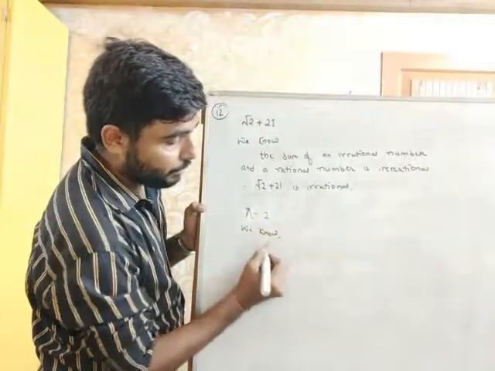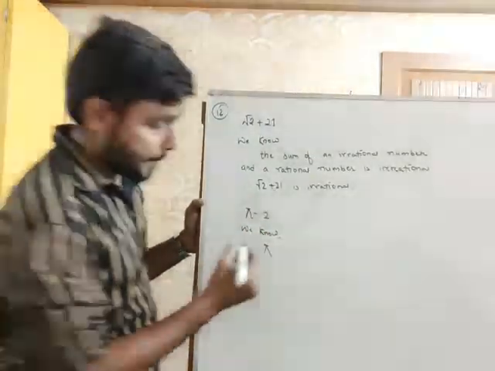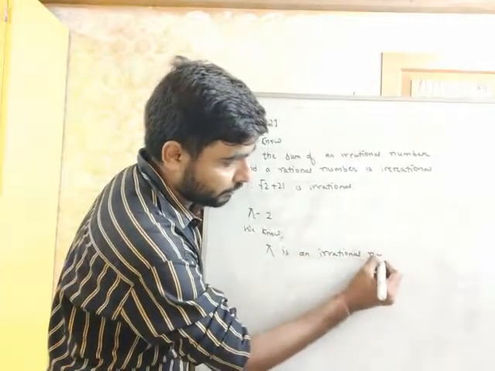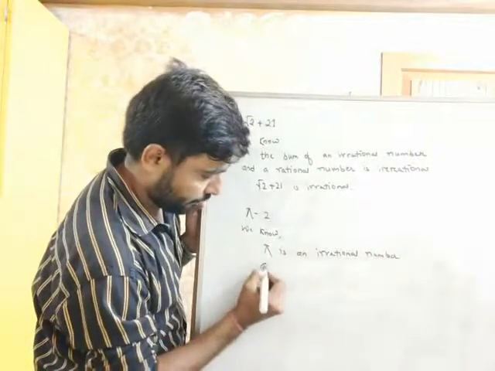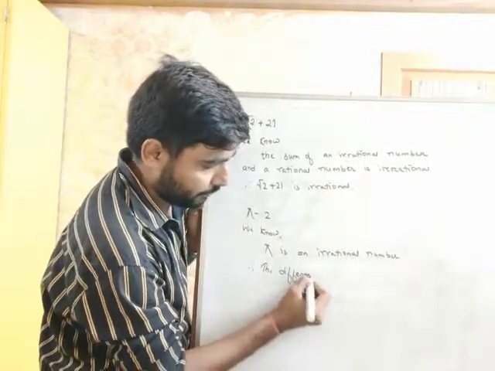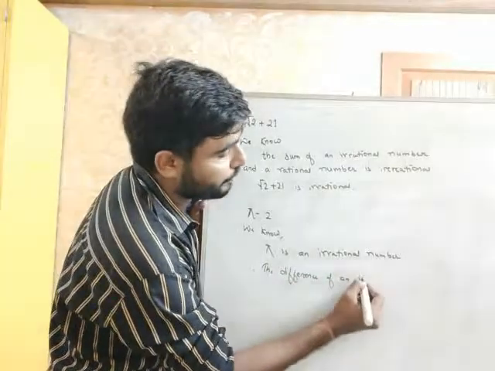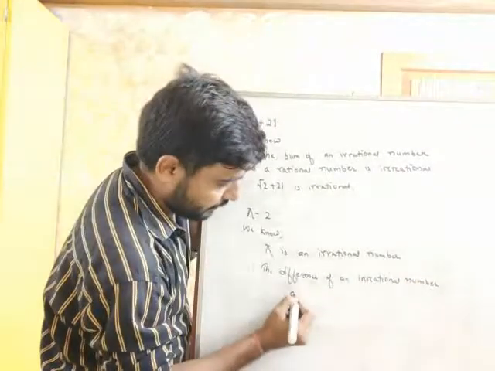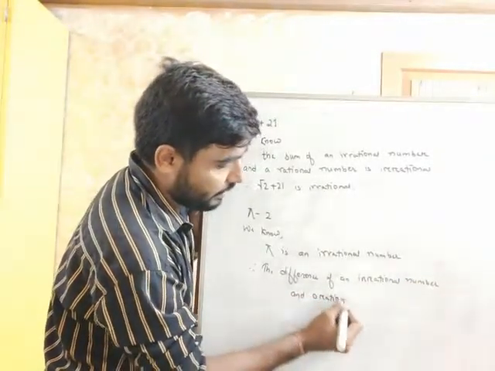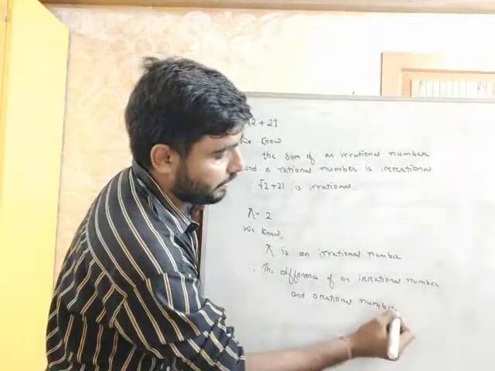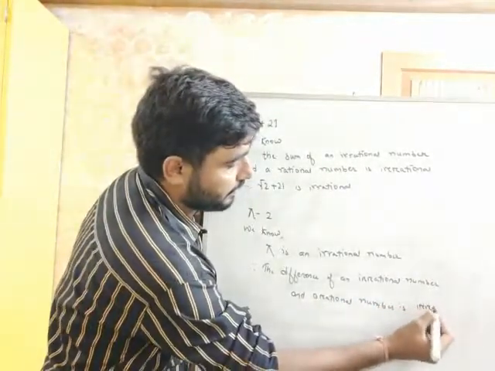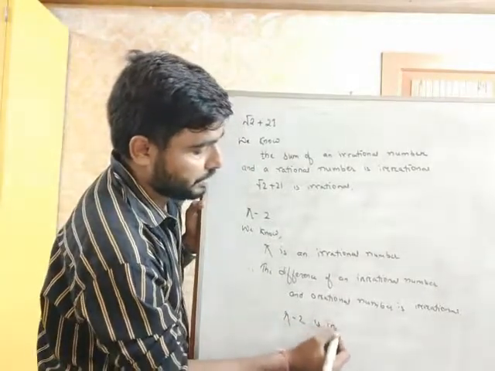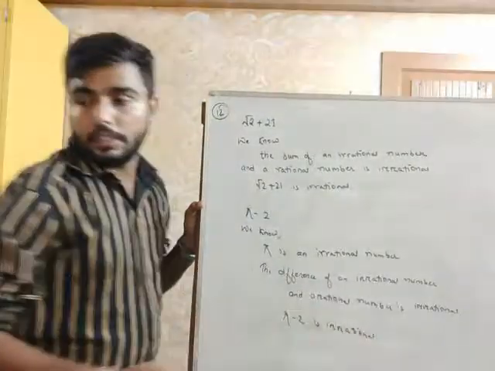We know, আমি সবেই জানো যে pi is an irrational number. The difference of an irrational number and a rational number is irrational. Therefore, pi minus 2 is irrational. Is it clear, everyone?